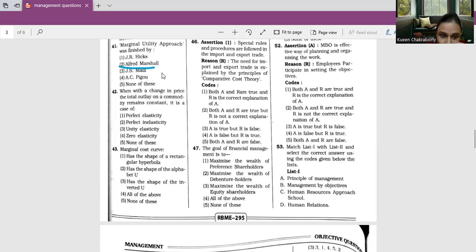It results in, firstly, with the fall in price, the demand of the commodity increases, and with the rise in price, demand contracts. But total outlay remains unchanged in both the situations that I have described. So option number 3, unity elasticity, will be the correct answer.